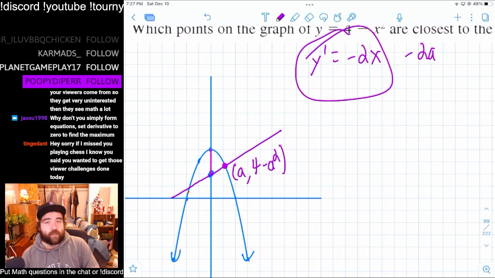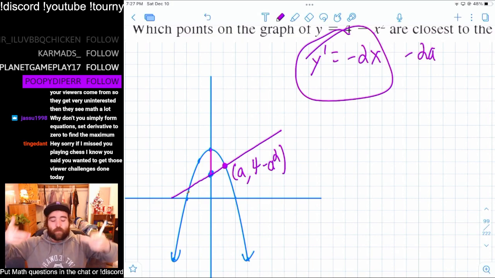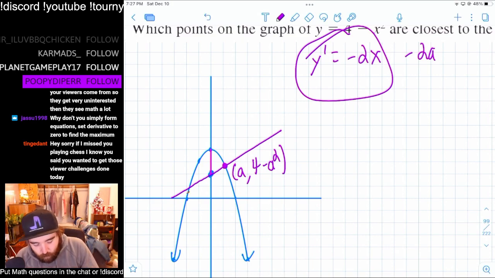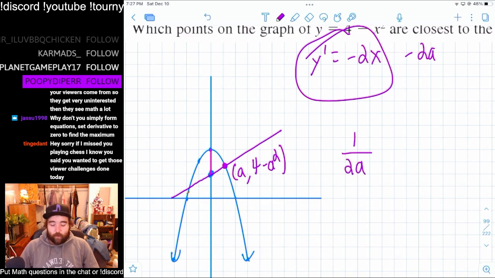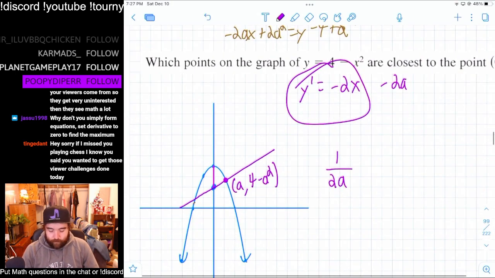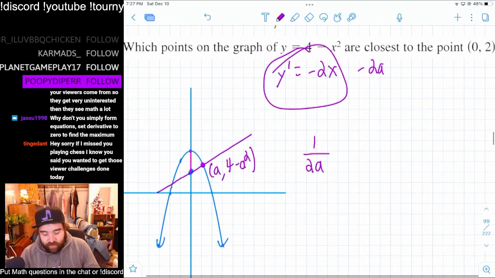Now we want them to intersect where it's perpendicular. So we want the equation of the other line to be perpendicular to that line. So what do we want the slope to be? Well, if the slope of the tangent line is negative 2a, we want the slope of the perpendicular line to be the opposite reciprocal, 1 over positive 2a. So that's the slope of this purple line we have drawn here. So let's write the equation of that line.